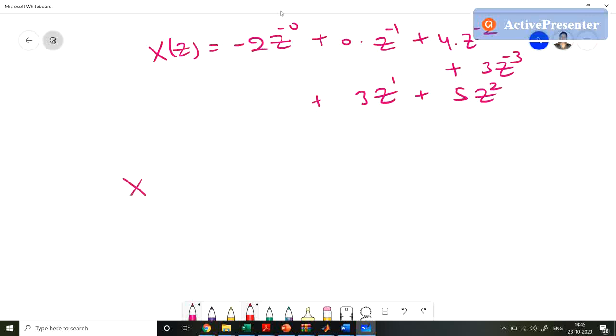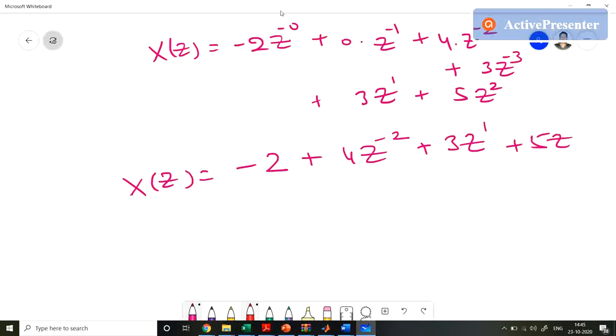So Xz is written as minus 2, z raised to the power minus 0 is nothing but equal to 1. So minus 2 plus 4z raised to the power minus 2 plus 3z raised to the power minus 3 plus 3z plus 5z square. So this is the z transform.